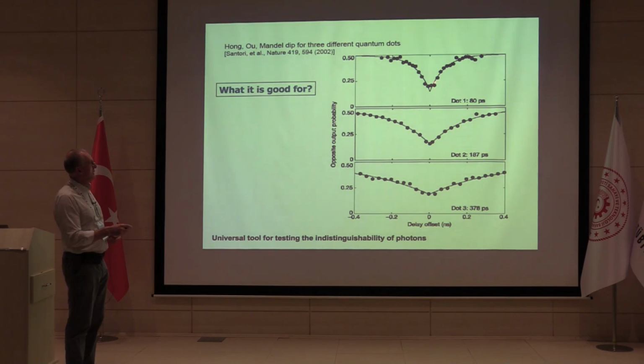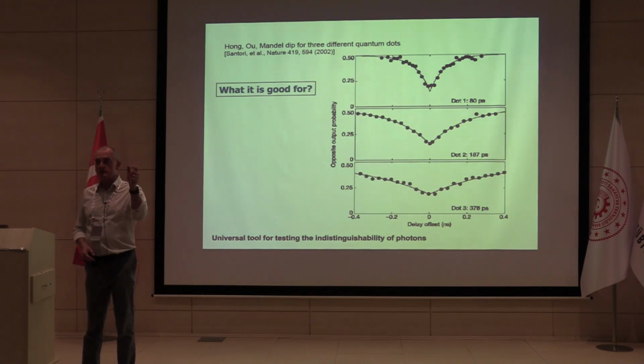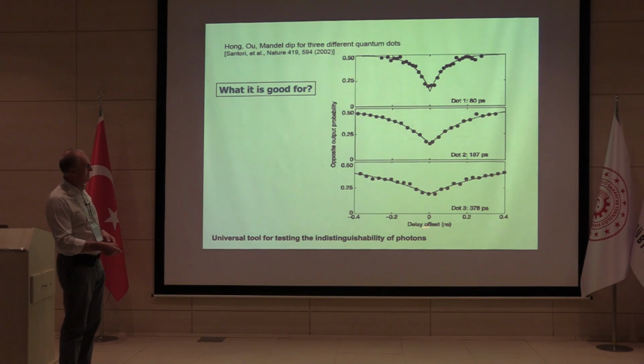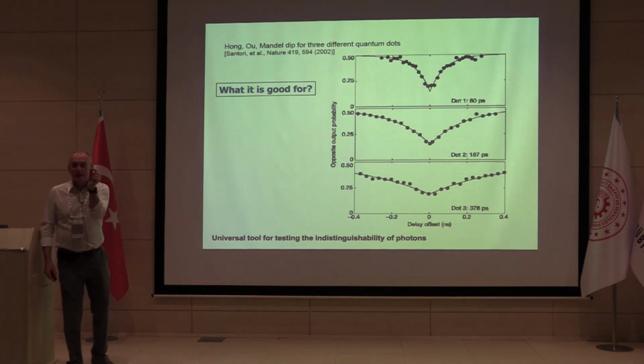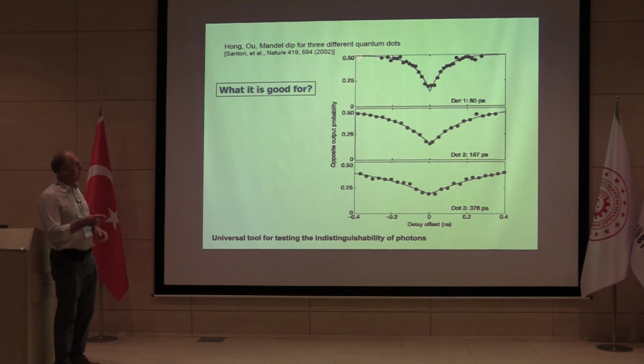The other thing is, from the width of this, you can say, oh, what was the spectral width of that? The bandwidth. Because wave packet and bandwidth, so delta omega and delta t. This is the delta t, nanoseconds, you see. From here, you can calculate the spectrum of your light. And you know, for some applications you need narrow band, for some applications you need broader. So that's all the information we get out of here. So it's basically a universal tool for testing the indistinguishability of photons.